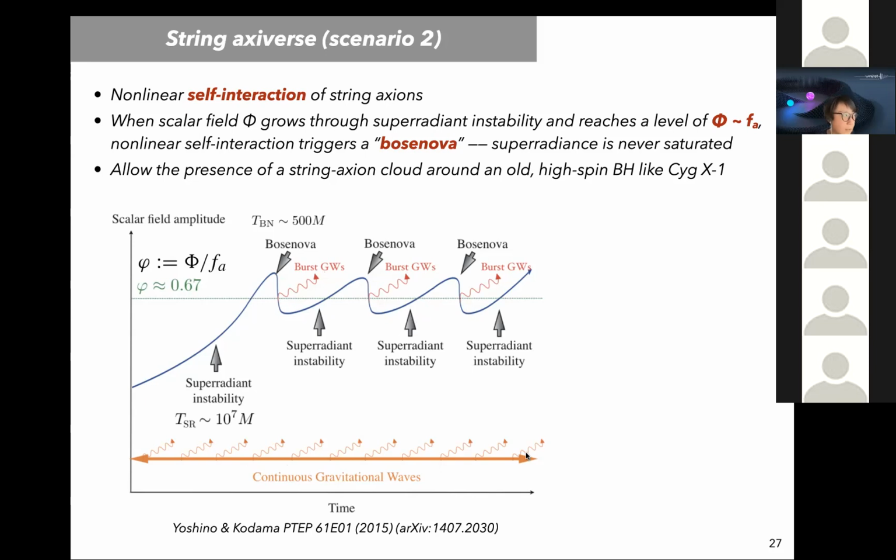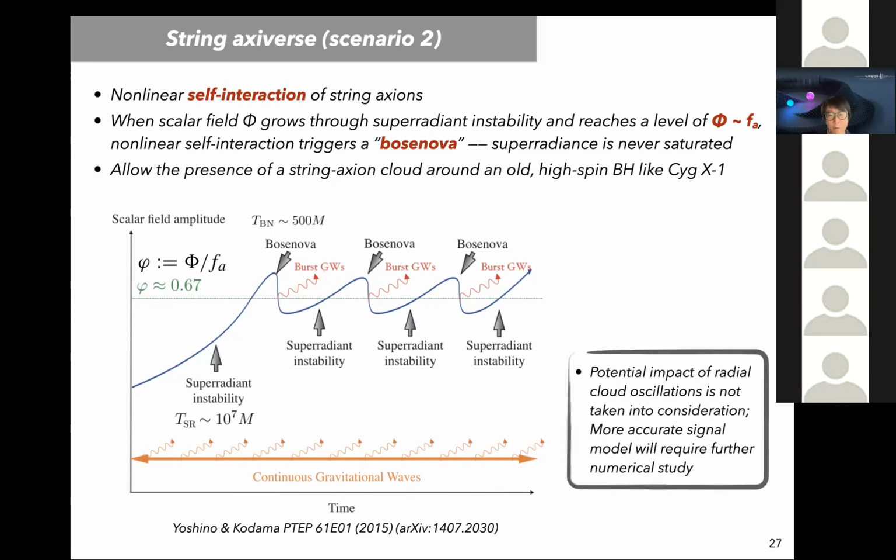And there's also one caveat associated with this scenario. Here in the search, we do not take into consideration the possible oscillation in the radial direction of the cloud because of this periodic process. Although the effect should be quite minor compared to the overall signature of the signal, a more accurate study would rely on further numerical study. We do not take that into consideration right now, but the search can potentially be further improved when more accurate numerical results are available for this scenario.